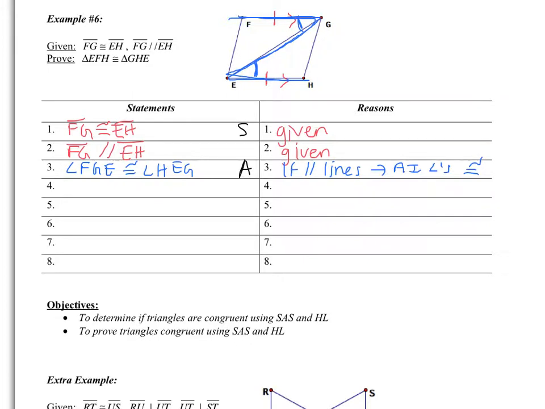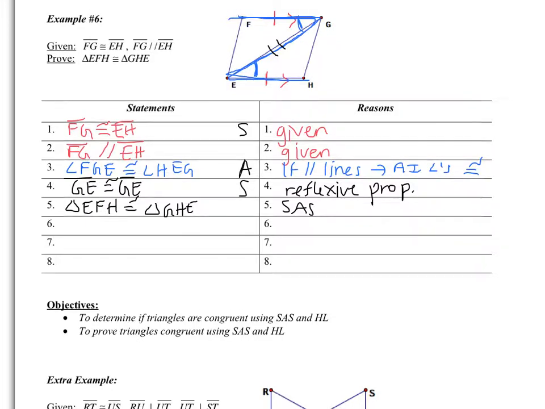I don't have any right angles, so I can't use HL. If I notice, both triangles have this side GE. So then I'm going to say that GE is congruent to GE. This is the reflexive property. Okay, again, this is my other S. Now I'm done. I can say triangle EFH is congruent to triangle GHE by SAS. And that's it.